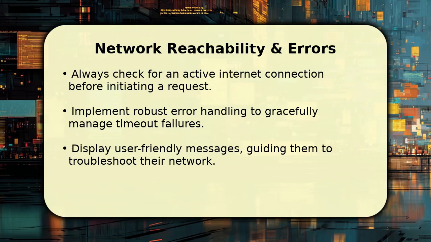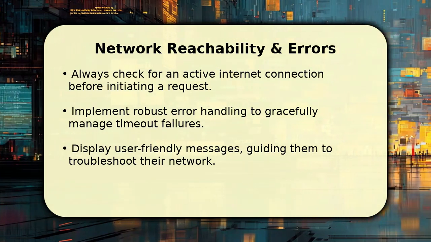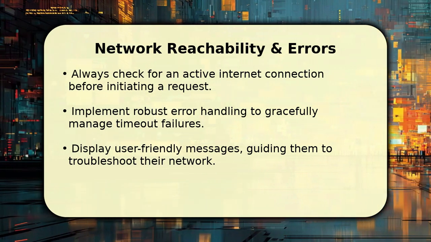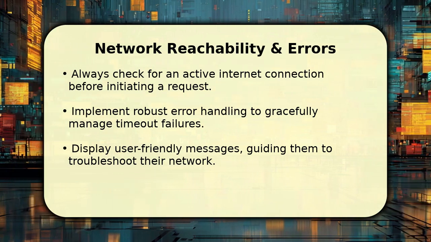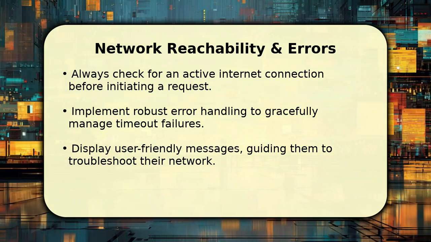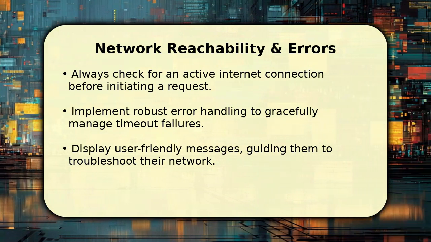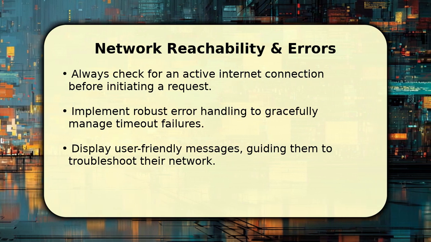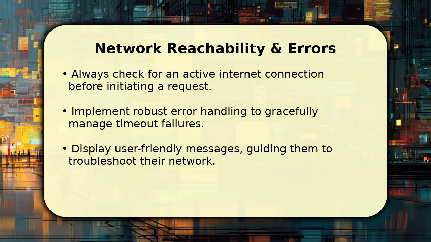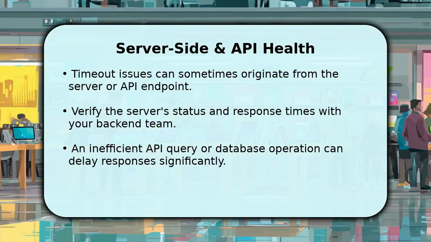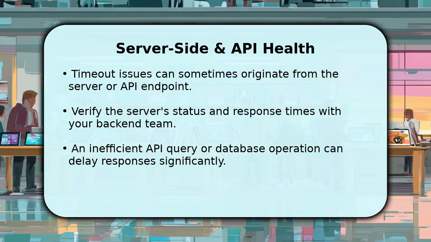Ensuring your app is connected to the internet prevents many timeout errors before they even begin. Tools like Apple's NWPathMonitor can help you determine network reachability proactively. When a timeout does occur, your app should catch the URLError timedOut error and present a helpful message to the user, perhaps suggesting they check their Wi-Fi or cellular data, rather than just crashing or showing a generic error. Sometimes, the problem isn't with your Swift code or the user's device, but rather the server itself.